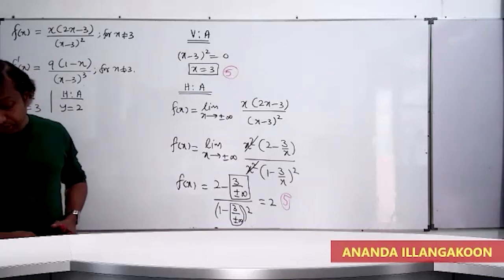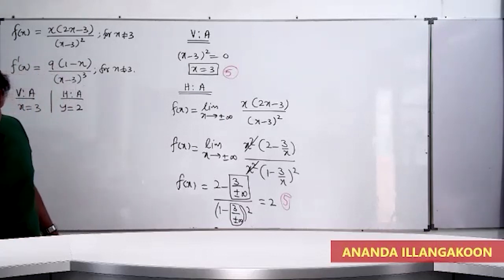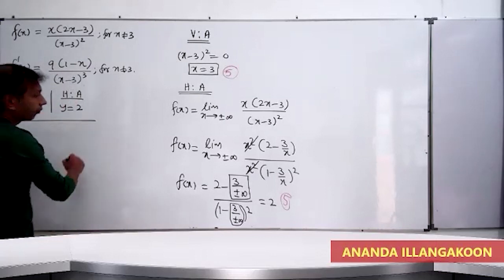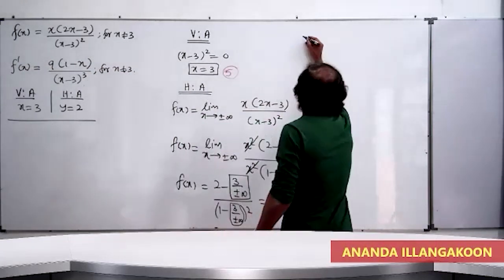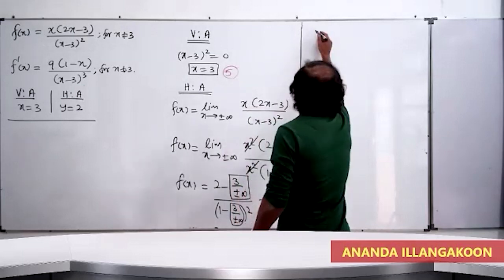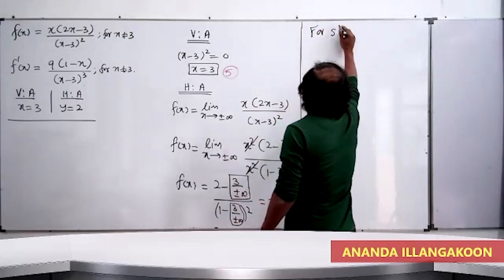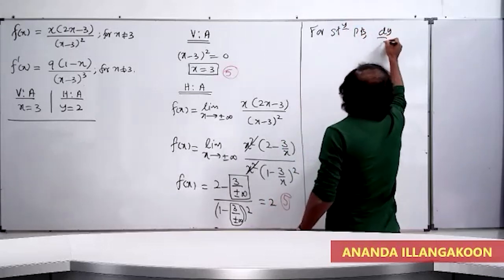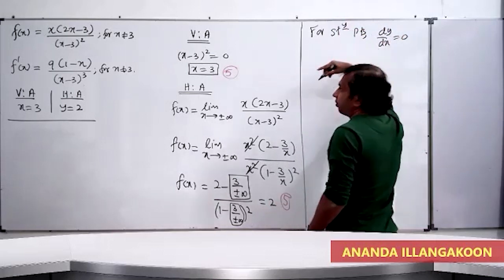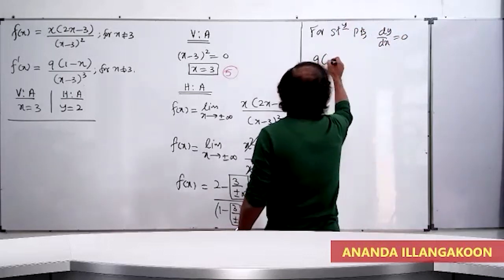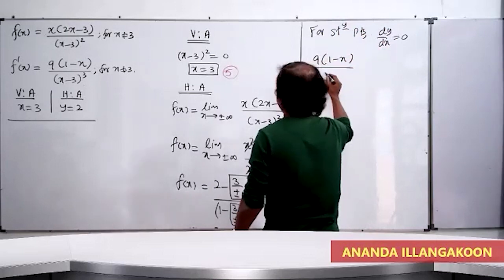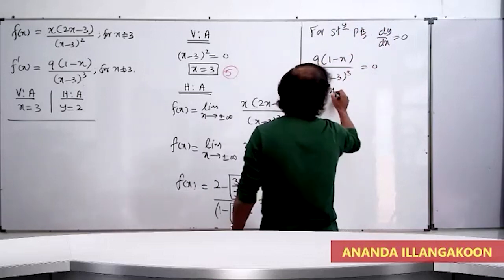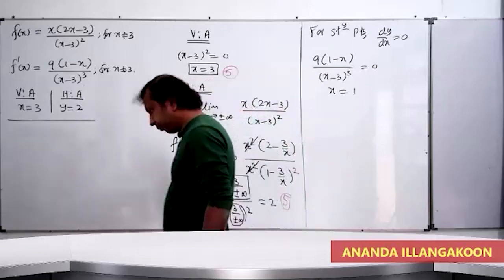Now, next one is stationary points. Find the stationary points. For stationary points, dy by dx is 0, no? Okay, now, for stationary points, dy by dx is 0. dy by dx means f dash x. It is now 9 times (1 minus x) divided by (x minus 3) to the power 3. This should be 0 now. x equals 1.